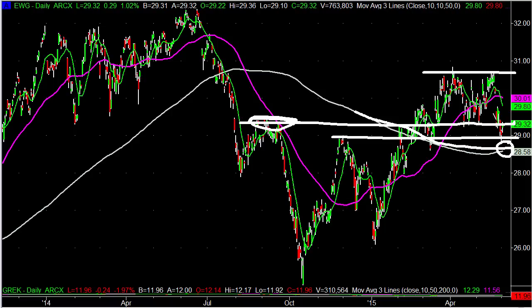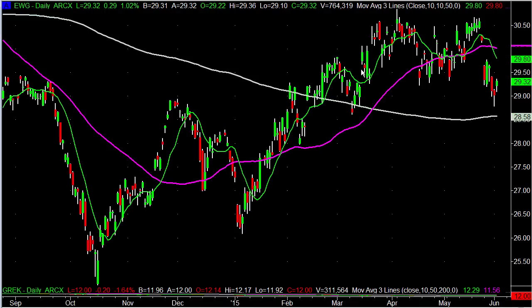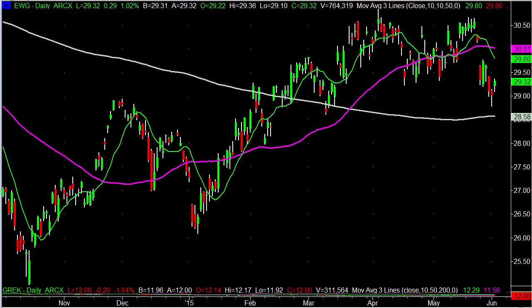But before this breakdown occurred, we would have been looking at this zone in here as basic support that you really didn't want to break below. So the breakdown initially may be viewed as bearish, but a reversal back into it provides a great opportunity for a trade.